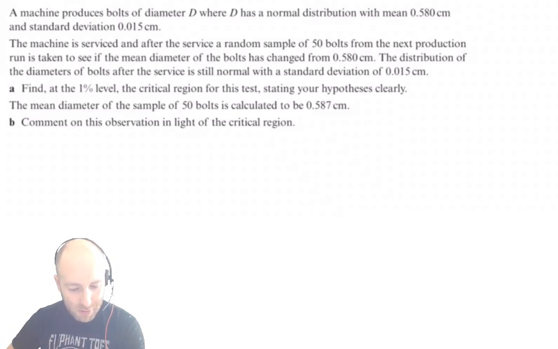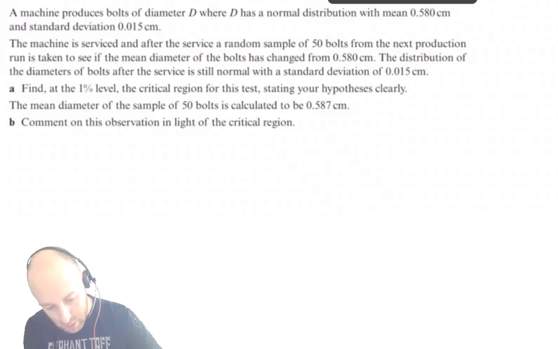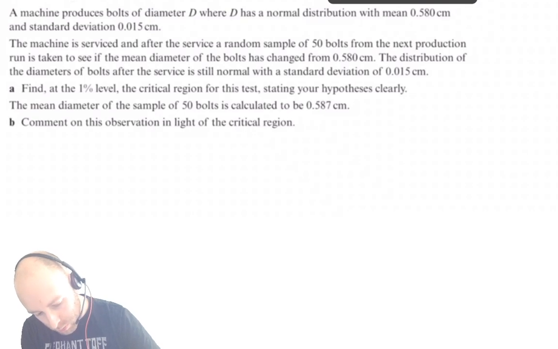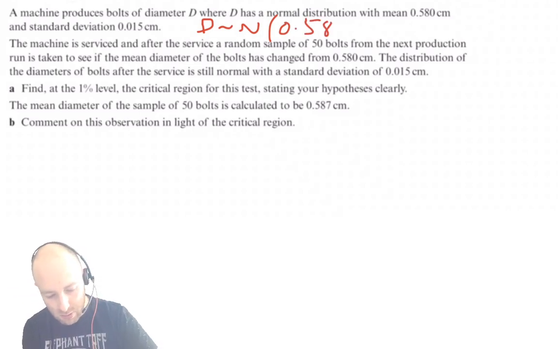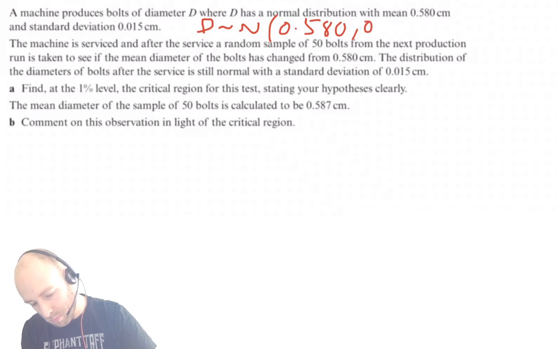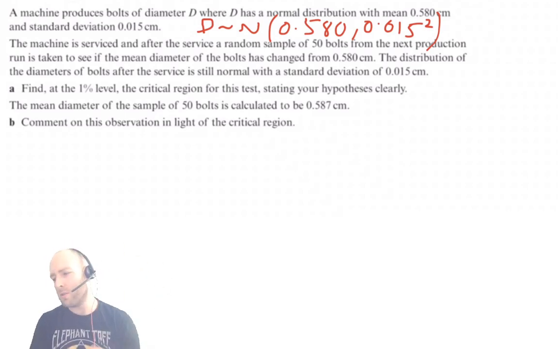Okay, so a machine produces bolts of diameter d, where d has a normal distribution with a mean 0.580. So let's write down what we know straight away. D is normal with a mean of 0.580 and standard deviation of 0.015. Cool, so I've written down my population distribution.